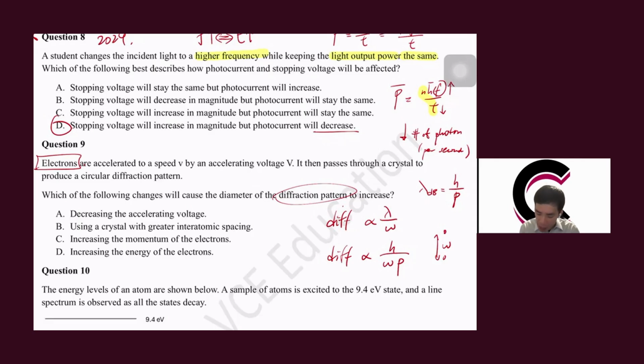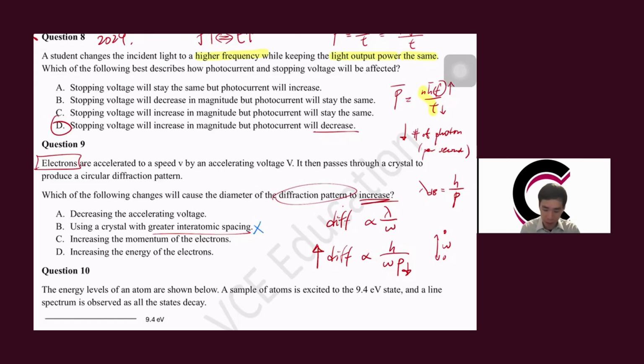So if you want to increase this diffraction diameter, one way to do it is to decrease the momentum or anything associated with it. So greater atomic spacing, okay? When you use greater W, you're actually decreasing, right? Here's another color. If you increase this width, you are decreasing the diffraction diameter. So B is definitely wrong. It's not the right answer here. B is wrong.